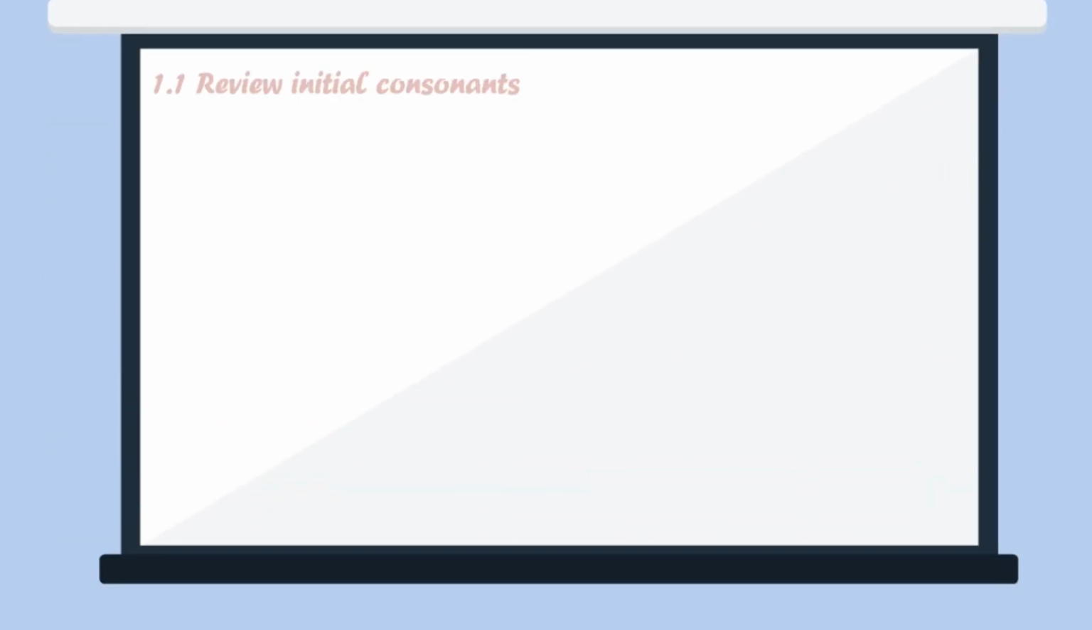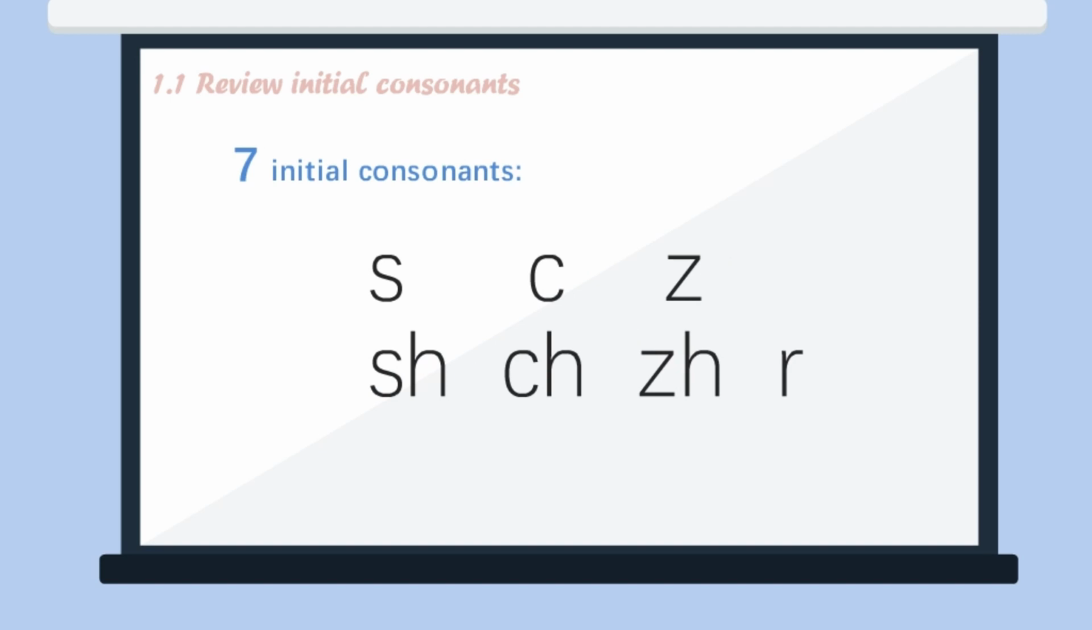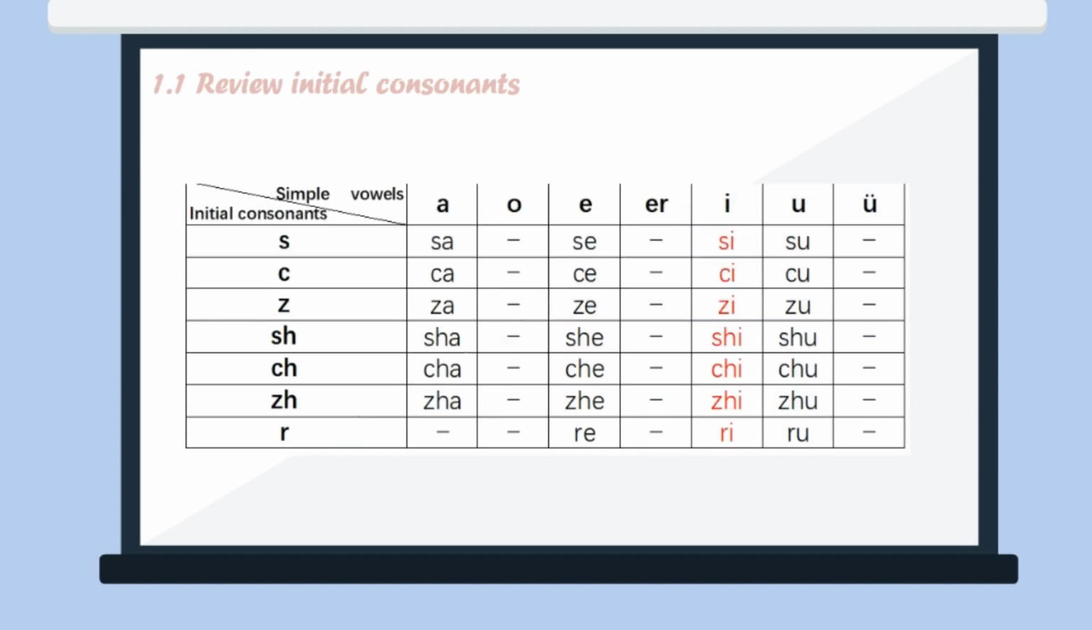In the previous episode, we have learned the 7 initial consonants. Let's do a quick review now. 7 initial consonants: s, c, z, sh, ch, zh, r. Now let's read the initial consonants in the syllables.